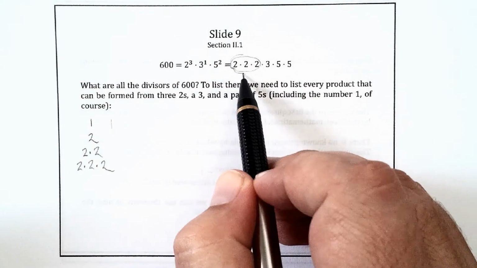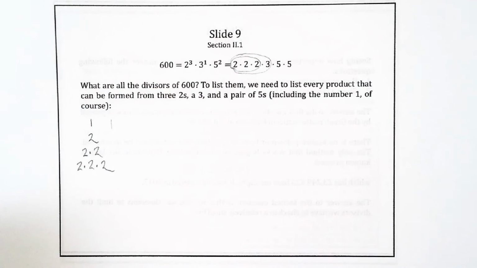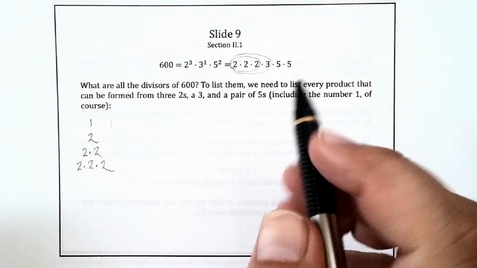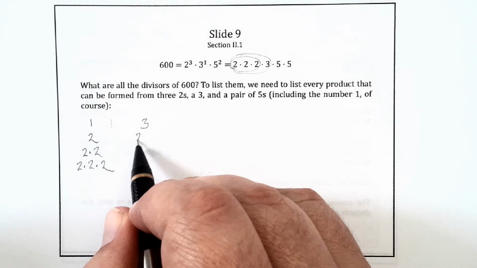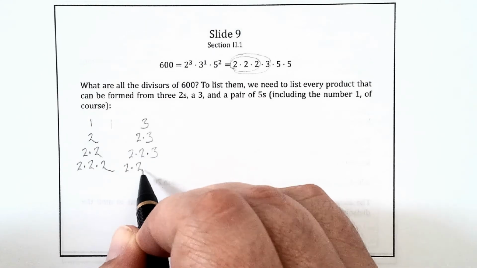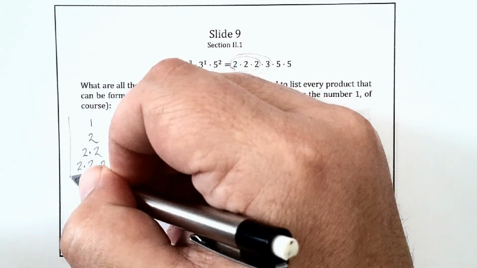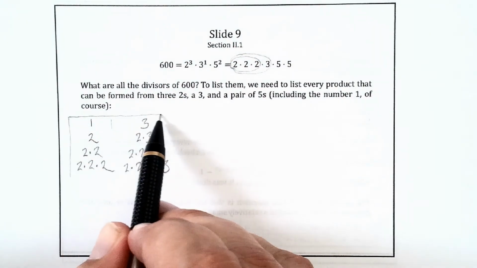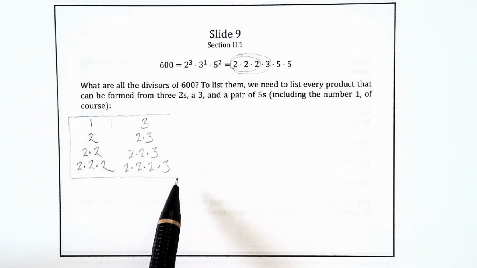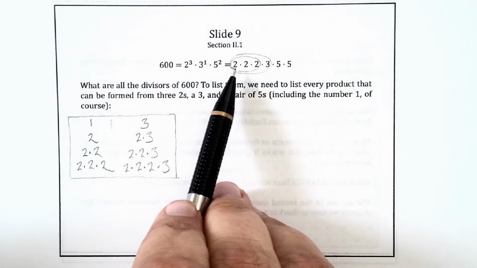Now let's throw in the 3. What are all the numbers I could build up using those 2's and a single 3? Well, I could figure that out by just multiplying all of these by the 3. So I'd give us 3, 2 times 3, 2 times 2 times 3, 2 times 2 times 2 times 3. Let me box these, and you'll see why in a moment. But for now, suffice it to say that these are all the numbers I can form from the 2, the 2, the 2, and the 3.